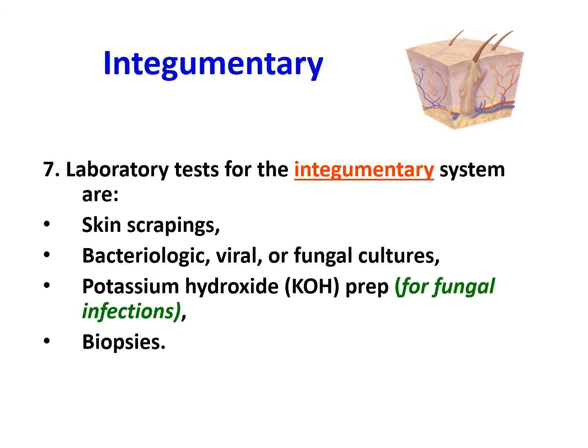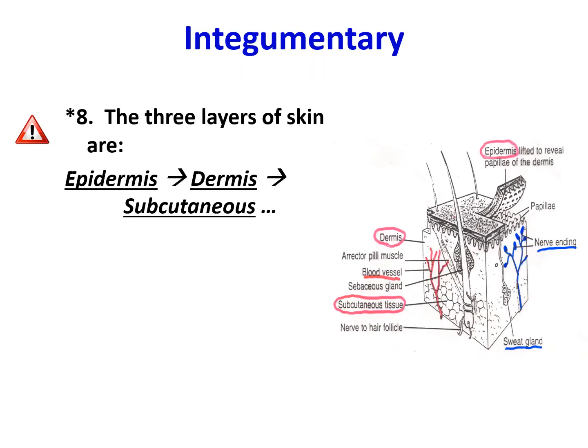So the laboratory tests we can do for these are, they can scrape an area of the skin, then they can do cultures of it for looking for fungi, viruses, bacteria. There's a potassium hydroxide, which is a KOH prep, that they can do that looks specifically for fungal infections. And of course, there are the biopsies that we talked about. They can take a biopsy of that skin and go through the same process. They can make slides out of it, stain it, and the pathologist can look at it under the microscope.